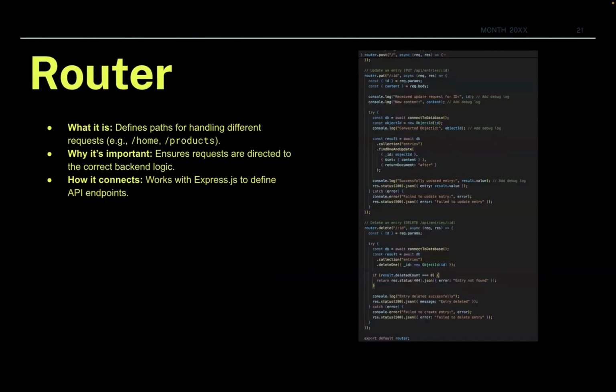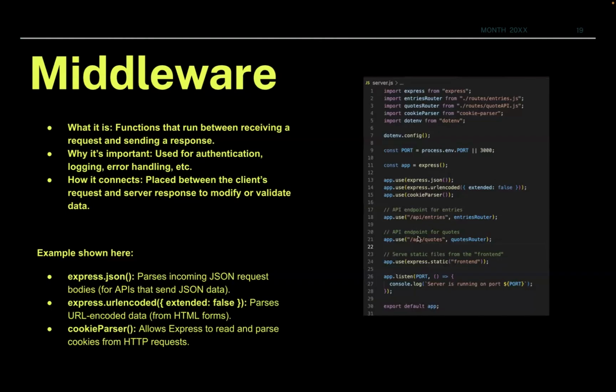And with that being said, let's now move on to the topic of what a router is. As you can probably remember from the last slide, after I create a server file, I've also added these two API endpoints, one for my entries, one for my quotes. Whenever a request ends with this in the URL, it will set off the router for me, so the associated data will be handled correctly.